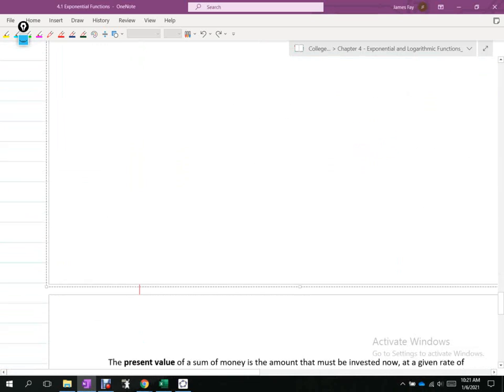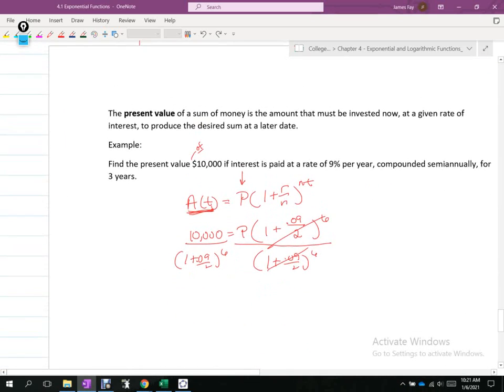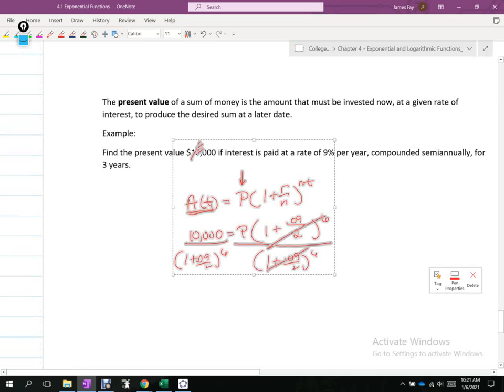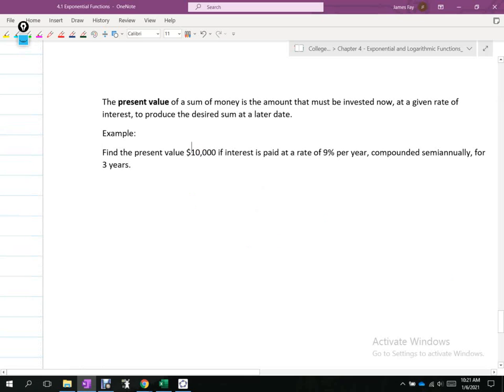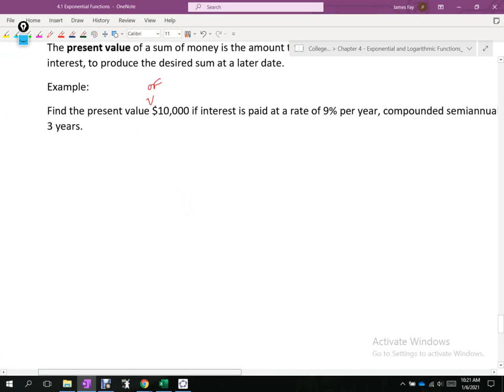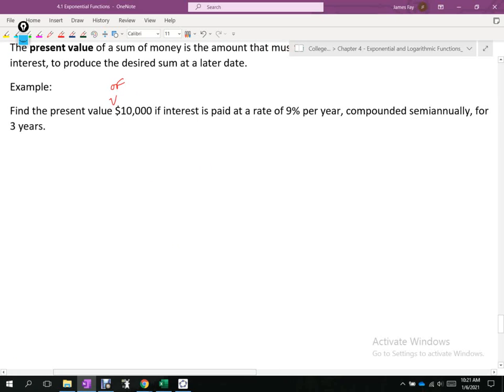There is another type of question that you're going to see in your homework that asks you this type of scenario. It says, find the present value of $10,000 if interest is paid at a rate of 9% per year, compounded semi-annually for 3 years. Okay? What we're asking, so present value is a new term here. Okay?